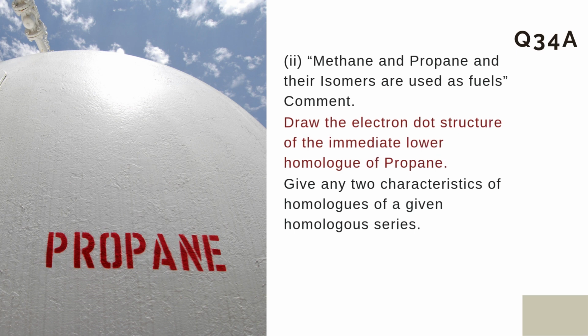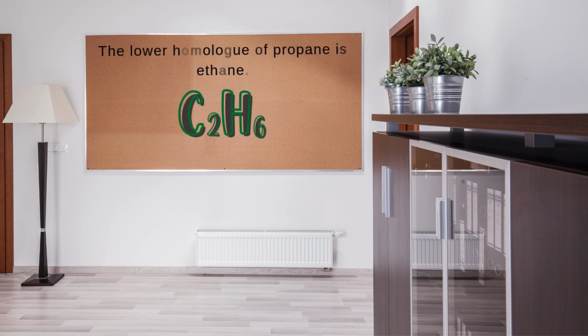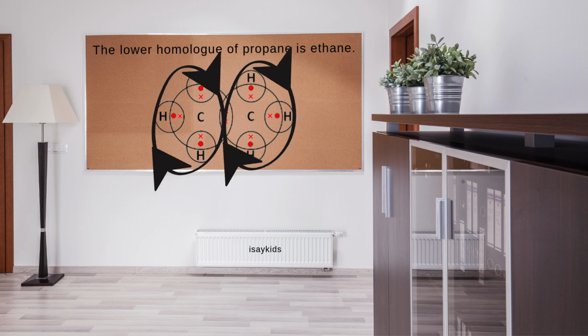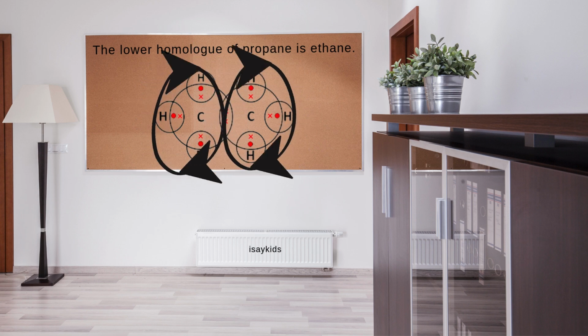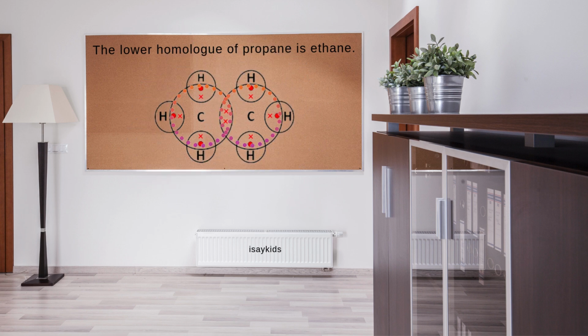Now, the lower homologue of propane is ethane. Its electron dot structure is this, where two carbon atoms are singly bonded to each other, with each carbon atom further bonded to three hydrogen atoms, resulting in a structure where each carbon is surrounded by eight valence electrons, that is a complete octet, and each hydrogen has two electrons, a duet, fulfilling the octet rule.